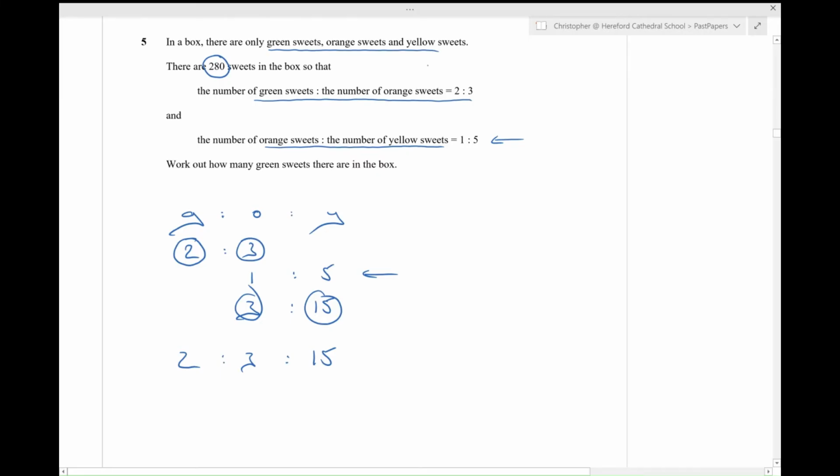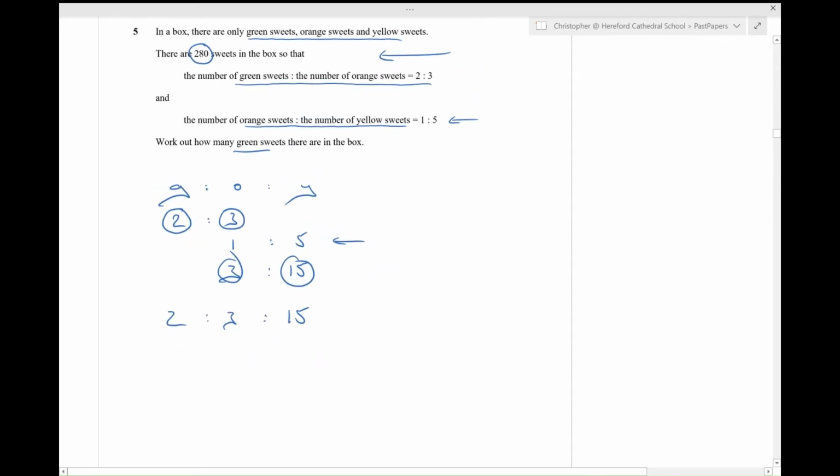It tells me there are 280 sweets in the box, and I'm asked to work out how many green there are. Well, my ratios at the moment total to 20, and I'm told that there's a total of 280 sweets. So that's been multiplied by 14, so each of these ratios would be multiplied by 14. I'm only asked how many green sweets there are, so I just need to look in the green column. 2 times 14 is 28. So there are 28 green sweets.